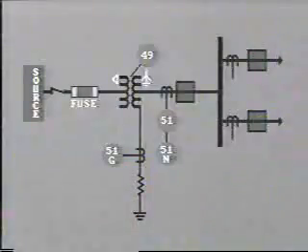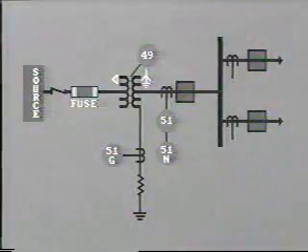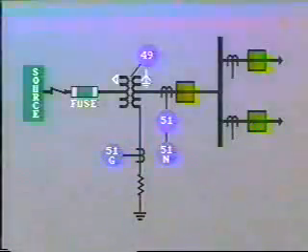Here is a typical protection arrangement for a distribution transformer feeding a small industry. Once again, the primary is delta connected and the secondary Y grounded. The basic protection is provided by overcurrent relays.